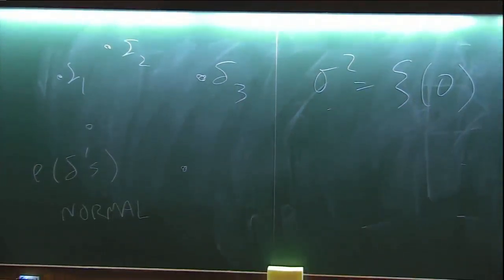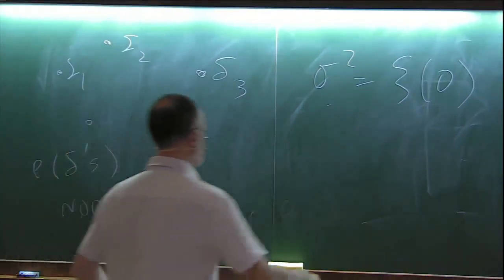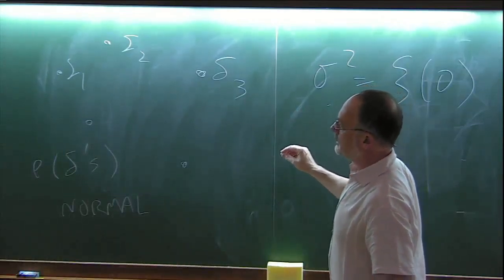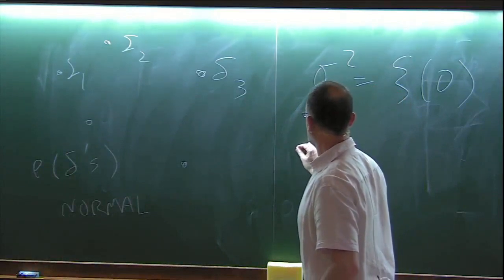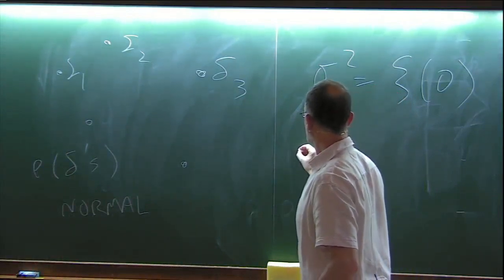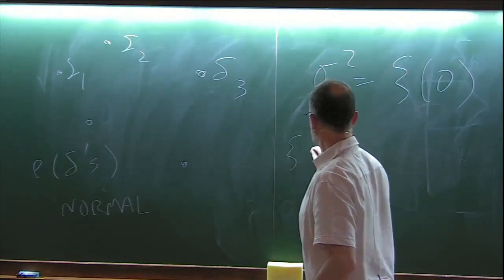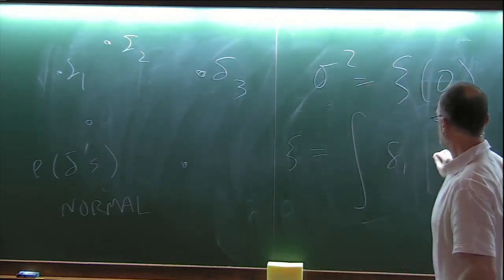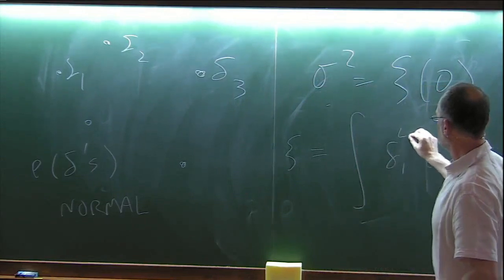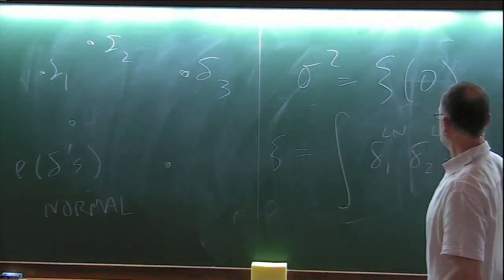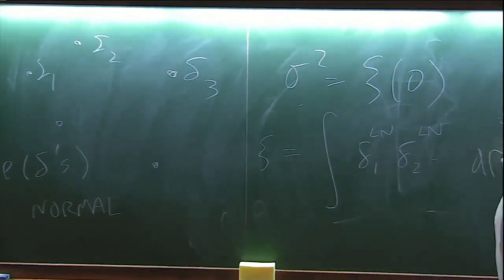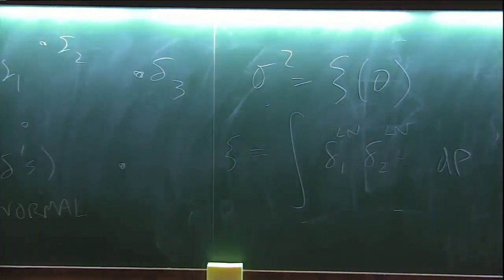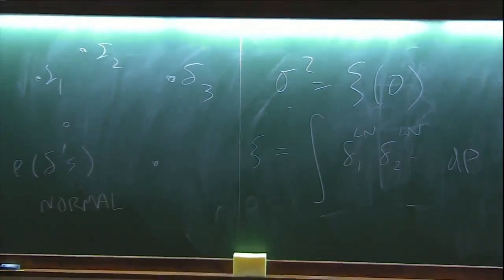And so if we want psi, which is just going to be the integral of delta 1, delta 2 in the log normal process integrated over the probability distribution. And so we have delta 1 and delta 2 as exponentials. The Gaussian has an exponential.